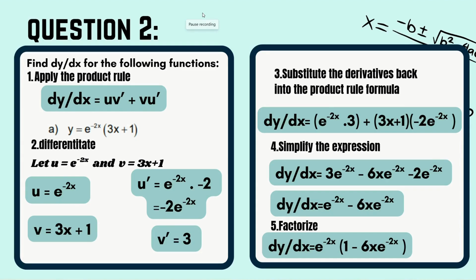dy/dx equals e to the power of minus 2x multiplied by 3, plus 3x plus 1 times minus 2e to the power of minus 2x. And lastly, simplify the expression and combine. dy/dx equals 3e to the power of minus 2x minus 6x e to the power of minus 2x. And you also can factorize it. dy/dx equals e to the power of minus 2x times 1 minus 6x.